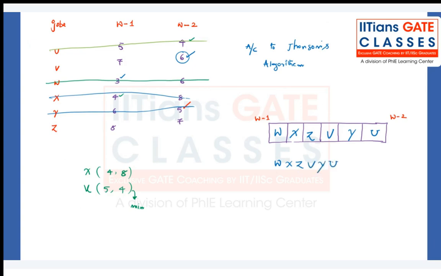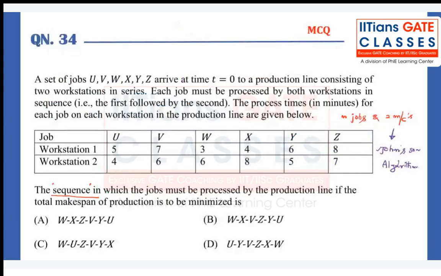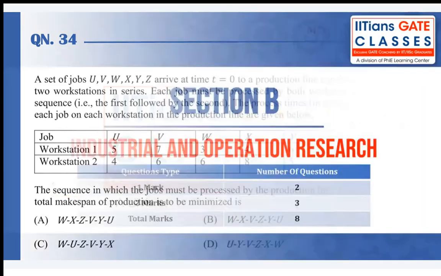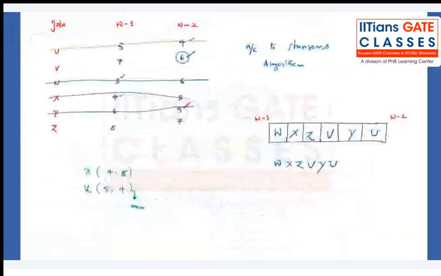Right? Search this where it is. So W X Z V Y U. So your answer is that option. Hope you understand, guys. Clear everybody, guys? Right? Now let us go for another question.